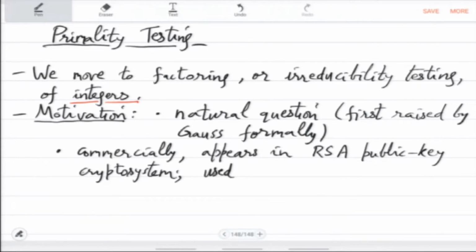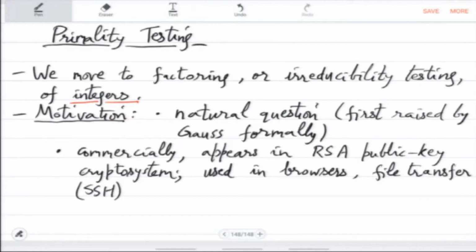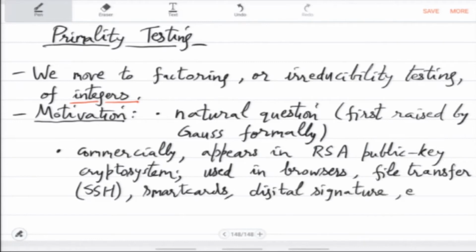So it is used in browsers, file transfer, like SSH, smart cards, digital signatures, etc. Okay, so it is both a fundamental mathematical question and it is also used in the industry. So by it I mean both primality testing and integer factoring. So let us start with primality testing.